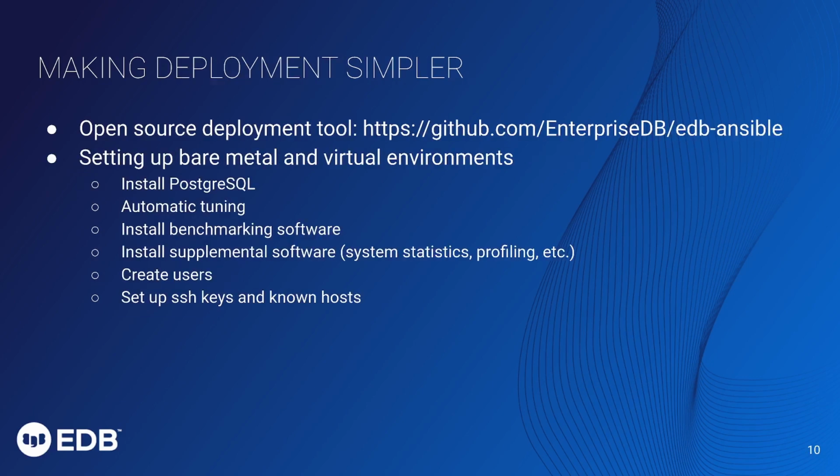Once you have the infrastructure in place, whether it is bare metal or virtual systems, they still need to be set up. EDB provides a set of open source Ansible playbooks that is also available in the Ansible Galaxy that can be used to install Postgres and other benchmarking tools. So right now we have some playbooks that support HammerDB and DBT2. I'll go into those a little bit more later.